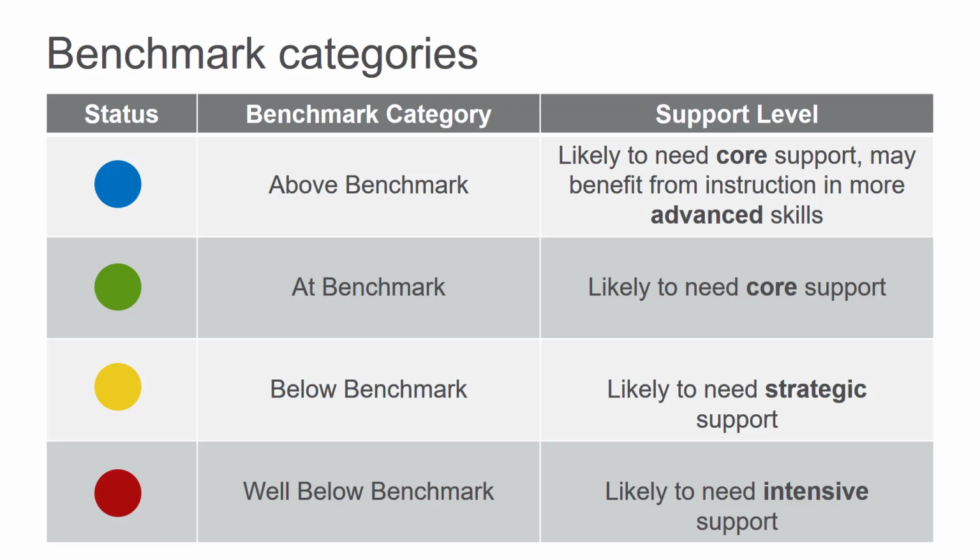Students in green and blue can generally benefit from core instruction, though students in blue may also be ready for instruction in more advanced skills. Students in yellow and red, however, likely need a different type of support: strategic or intensive. Strategic support generally occurs within the classroom. An intensive support will occur in the classroom as well, but Ms. Jacobs may also need to look for resources outside her classroom that are within the school to help students who need intensive support.